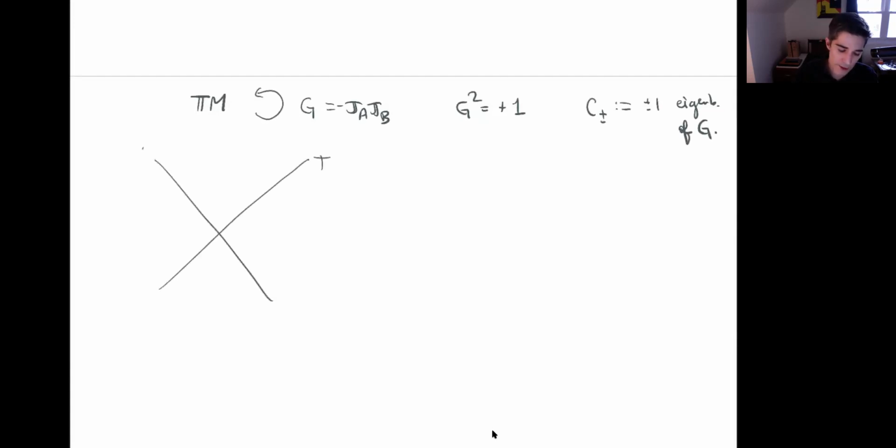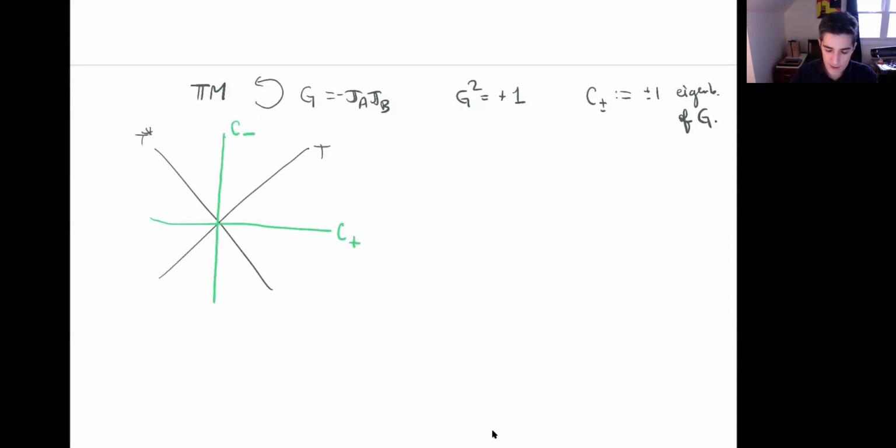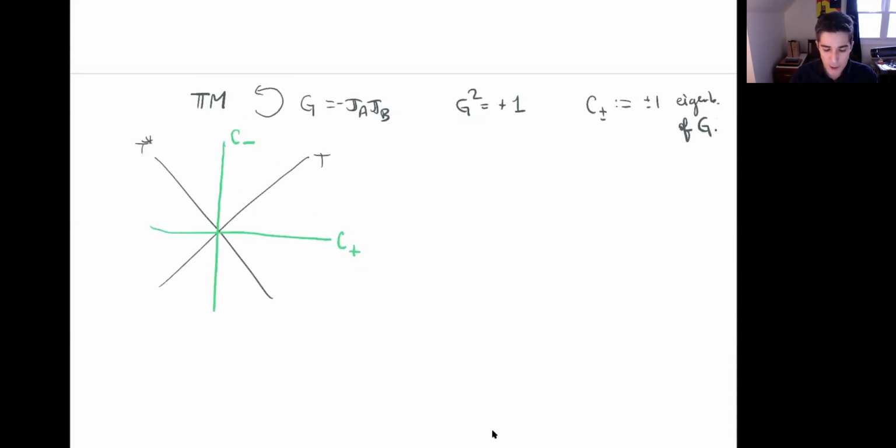So now we have T plus T star, and we have C plus and C minus. I usually think of them as green, but whatever. And let's see, what can we say about these C plus and C minus?